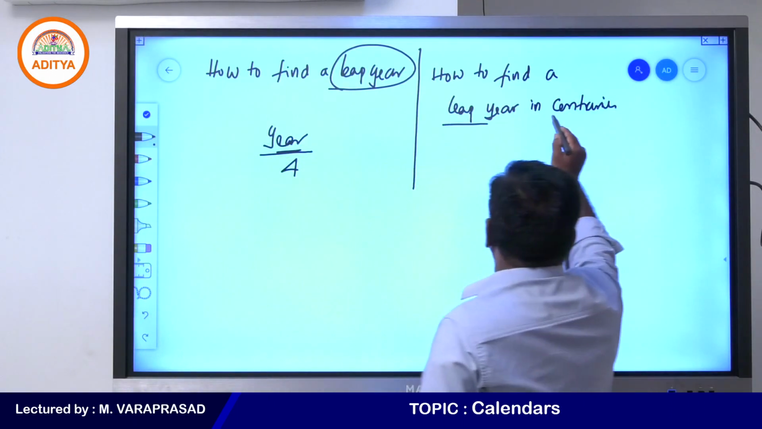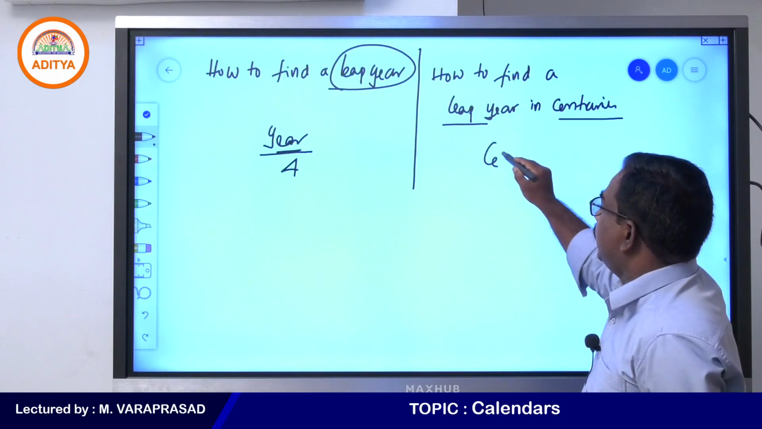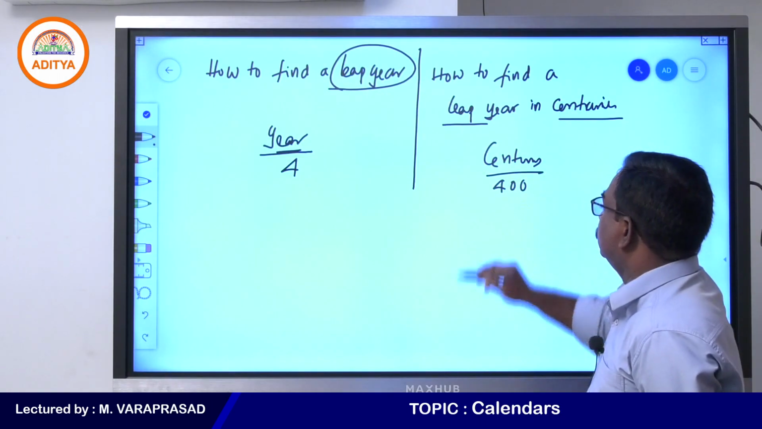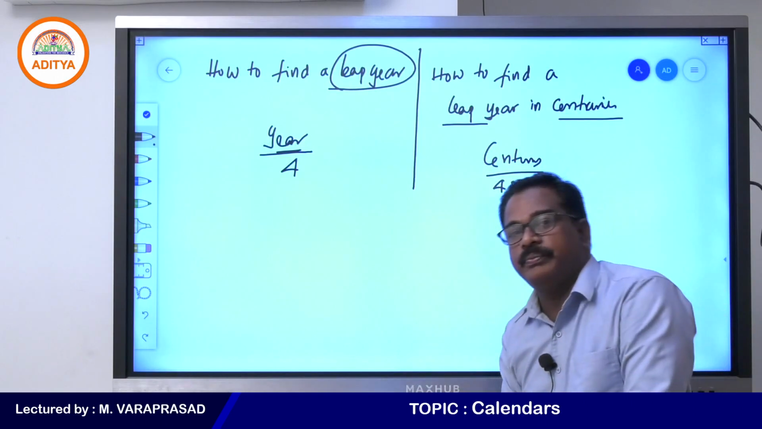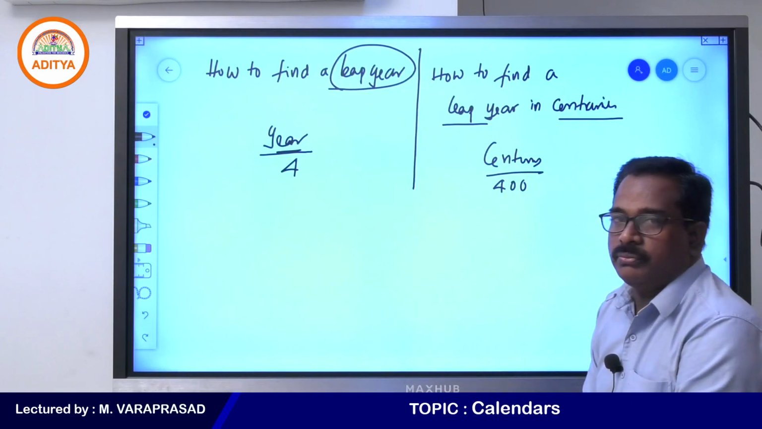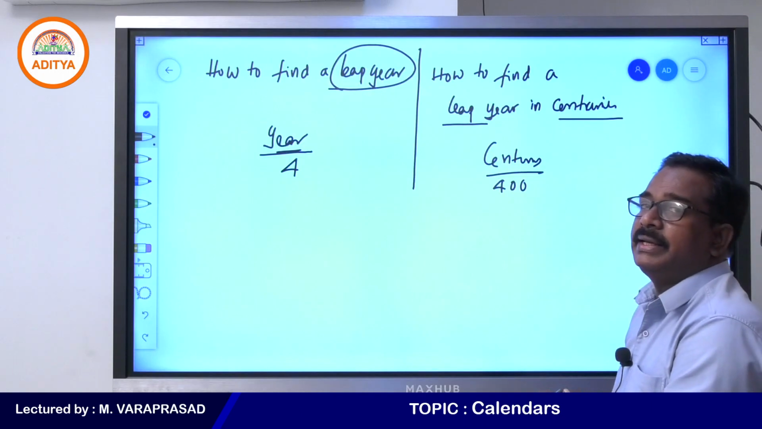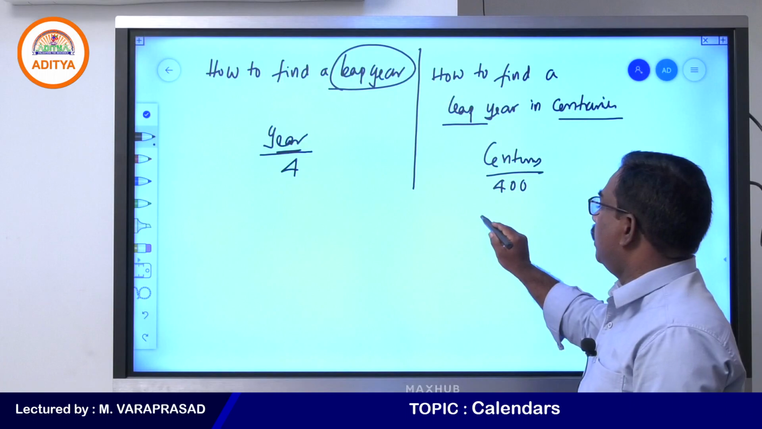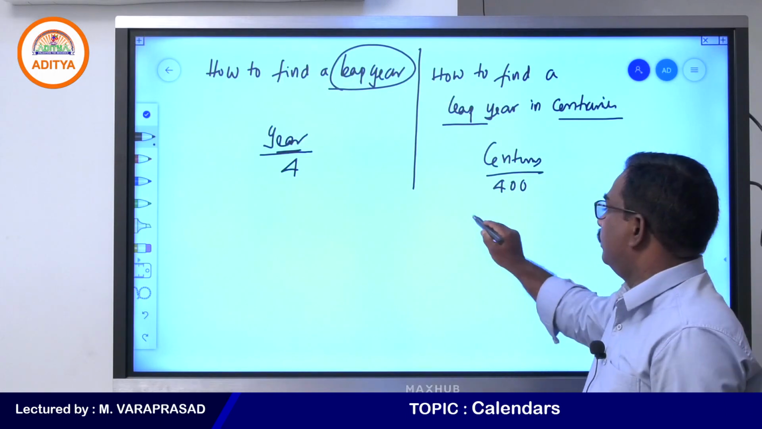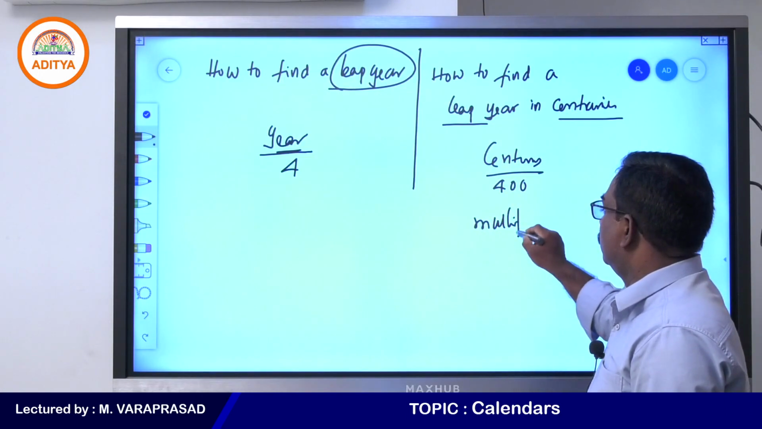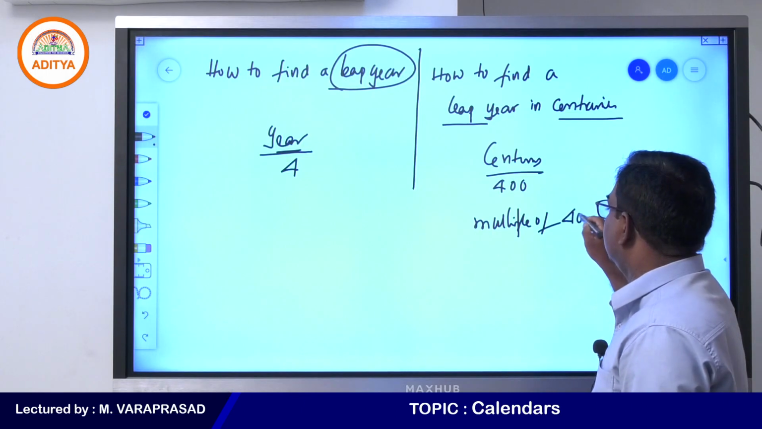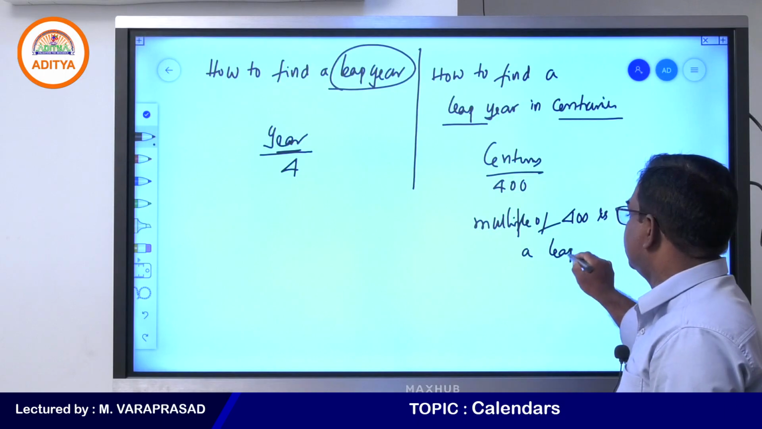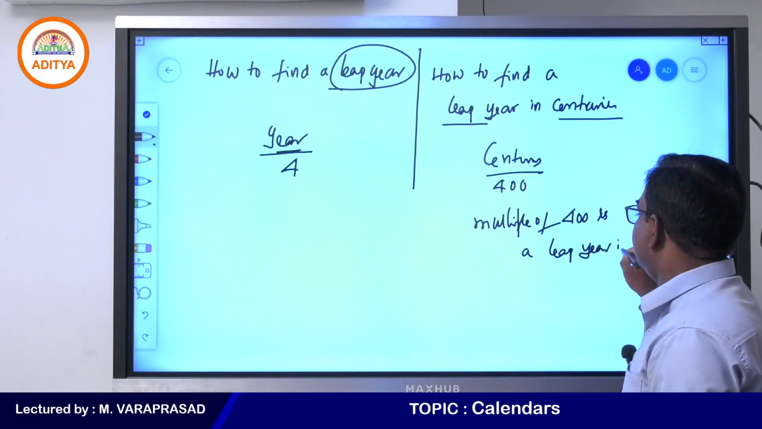So, leap year in centuries. Century should be divisible by 400. If you get the remainder 0, yes, that is a leap century. A multiple of 400 is a leap year in centuries.